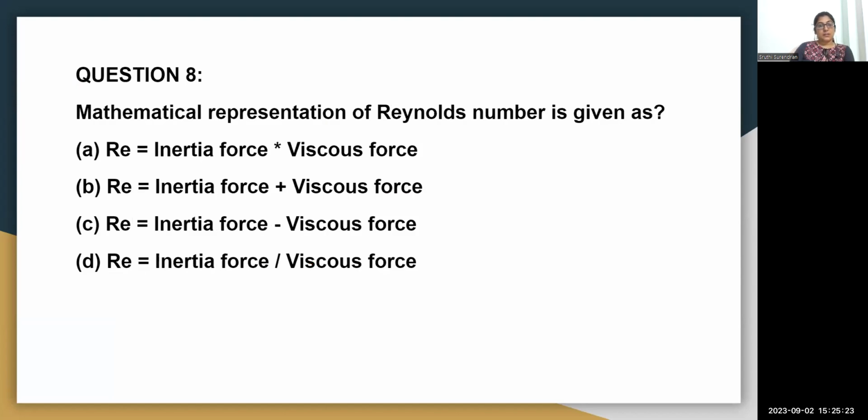Next question. What is the mathematical representation of Reynolds number? Is the Reynolds number equal to the product of inertial force and viscous force, or is it the sum of inertia and viscous force? Is it the difference between inertia and viscous force, or is it inertial force divided by the viscous force?